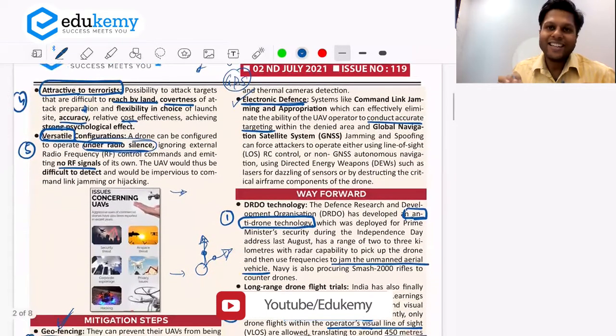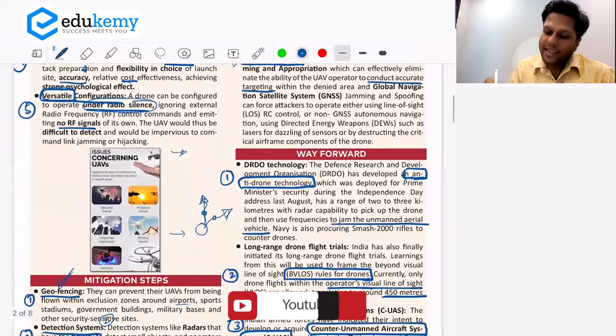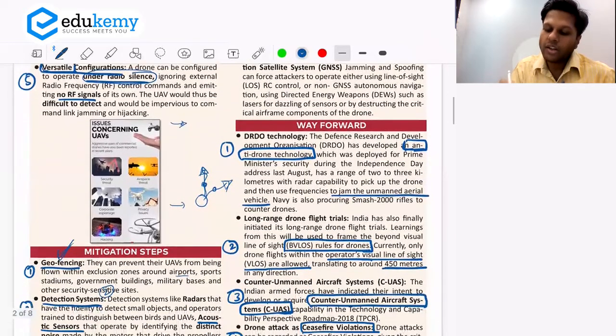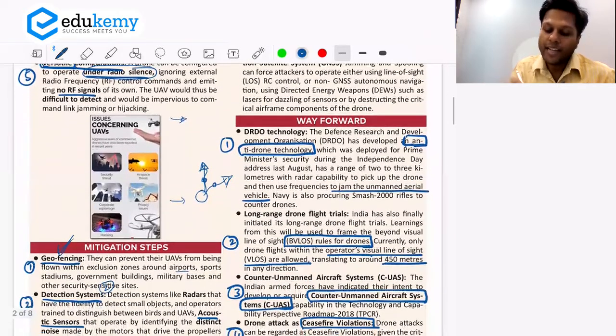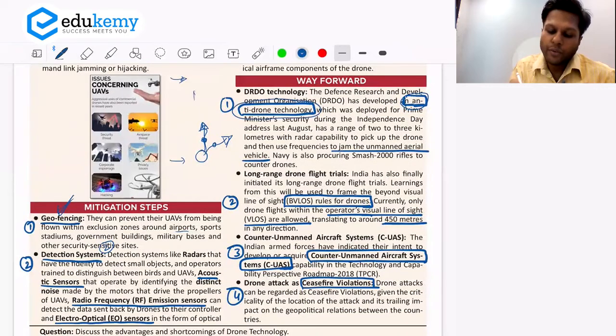Now, what is ideally required is that India develop an anti-drone technology. In fact, it has already developed it. DRDO has developed a technology in which drones won't be flying, say, 2 to 3 kilometers close to the Prime Minister, or to important locations. They have already tried and tested this, right? So this is a very good strategy. Through this strategy, drones are completely jammed. They will not be able to operate, right?